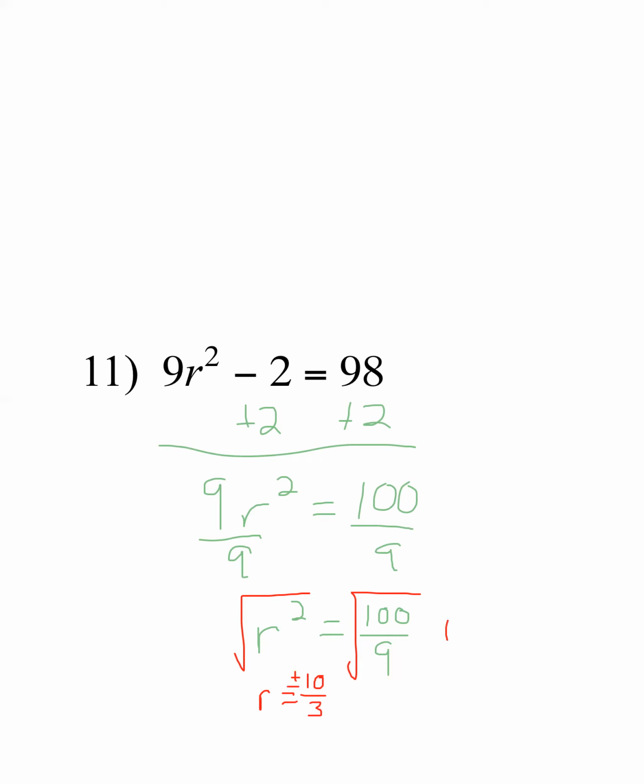Okay? So this answer, let's put in the funny brackets. Positive and negative 10 thirds. If you want to change that to a mixed number, you can, but you don't have to. 10 thirds is just fine.